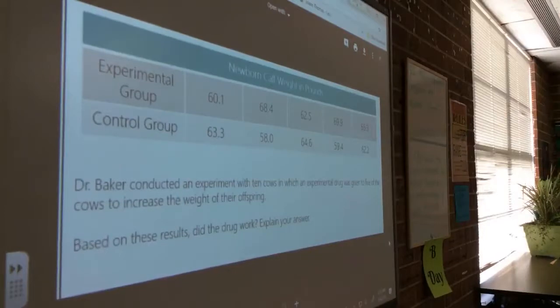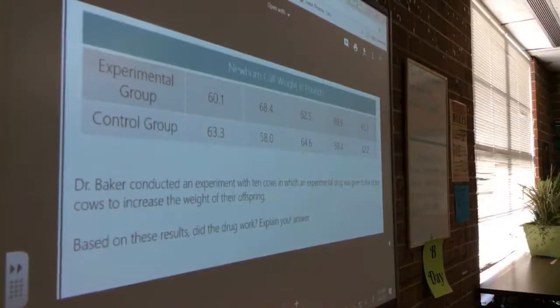Anybody agree? Saying yes, the drug worked? Raise your hand if you agree. Okay, who disagrees? Who says the drug didn't work? Who says that the data is inconclusive and I don't know? Alright, so happy you raised your hand for something, so the rest of you just must not have done it.